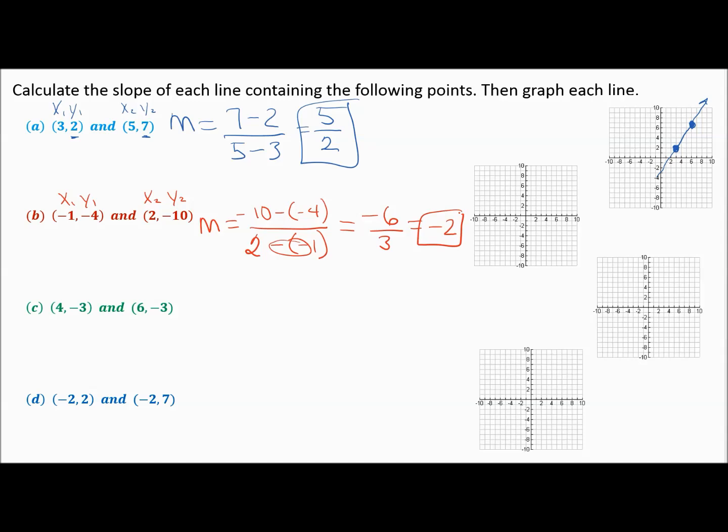Now I want to graph or plot these points. Negative 1, negative 4 is here. And then 2, negative 10 is here. I connect these points to create a straight line, and I have a line that's not really that squiggly, but that makes the point that I'm going to make in just a minute.